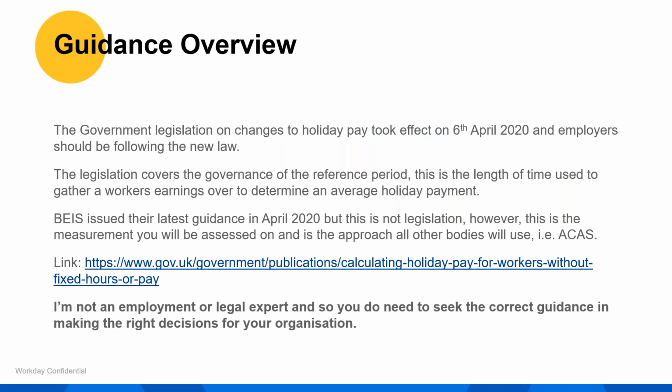So, the guidance overview. The government legislation on changes to holiday pay took effect on the 6th of April 2020. That was the 52 weeks. The legislation covers the governance of the reference period. This is the length of time used to gather a worker's earnings to determine the average holiday payment.